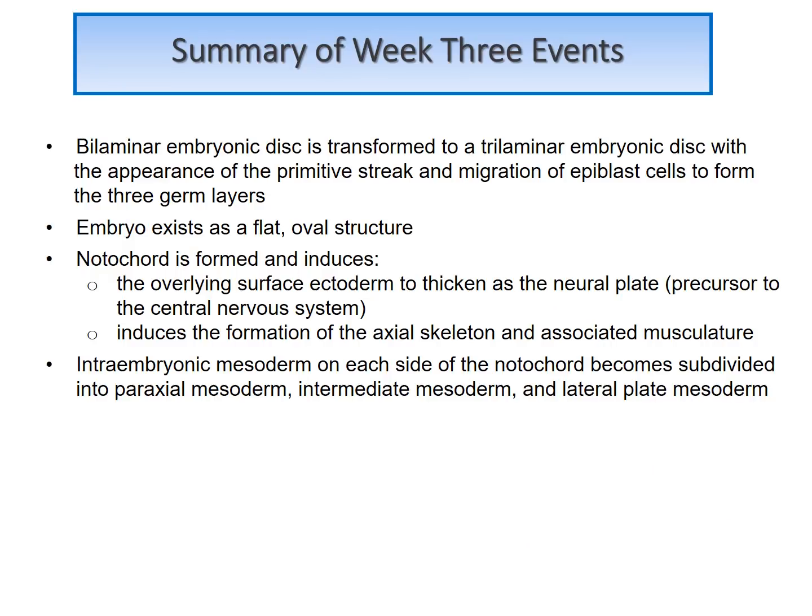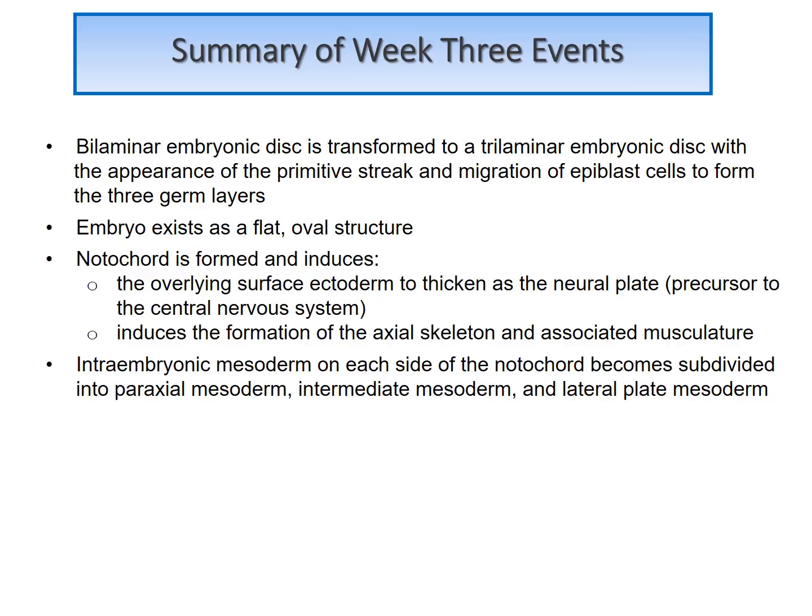This slide summarizes the key events in week 3. The bilaminar embryonic disc becomes converted to a trilaminar embryonic disc with the appearance of the primitive streak and migration of epiblast cells to form the 3 germ layers. At the end of week 3, the embryo exists as a flat oval structure. This quickly changes in week 4 to a tubular body plan, as we will see shortly.